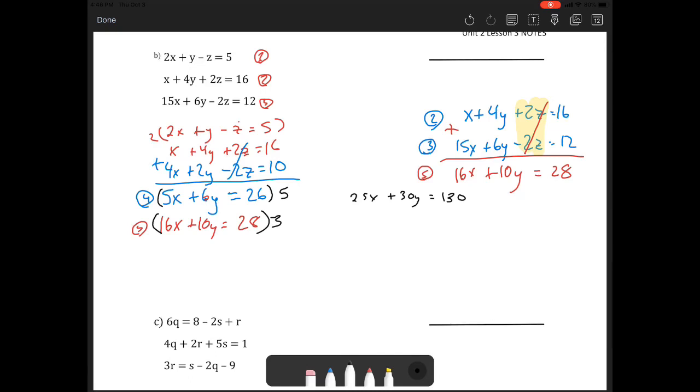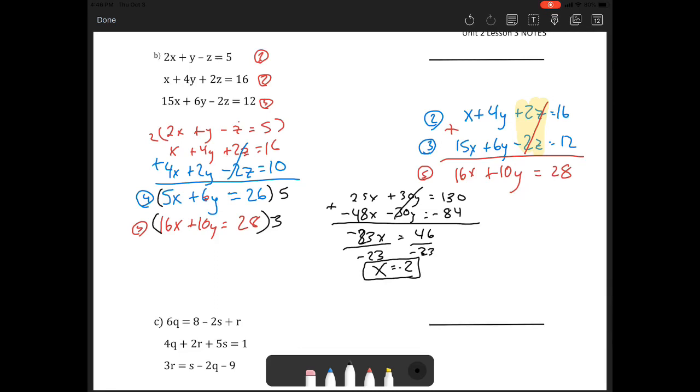And then I'm going to do this other one by a negative 3 and end up with negative 48x minus 30y equals negative 84. And then we're going to add these together. So I end up with negative 23x, cancel my y's, equals 46. Divide by negative 23 on both sides. And I get x equals negative 2.